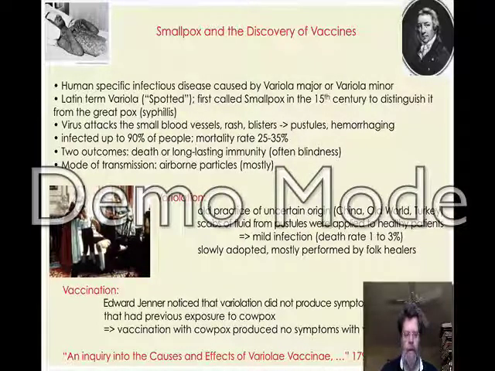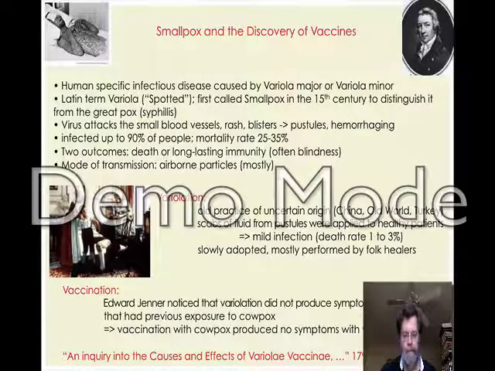What was noticed early on is that there was an old practice of rather uncertain origins. It came into the West largely through Turkey, that was called variolation. People actually would go and take scabs from the fluid of those pustules and apply them to healthy patients, which resulted generally in a mild infection with a much lower death rate, but then led, of course, to the immunity. It's a vaccination with a live virus, basically. It was slowly adopted, there was lots of prejudice against it, and it was mostly performed not by doctors, but by folk healers.